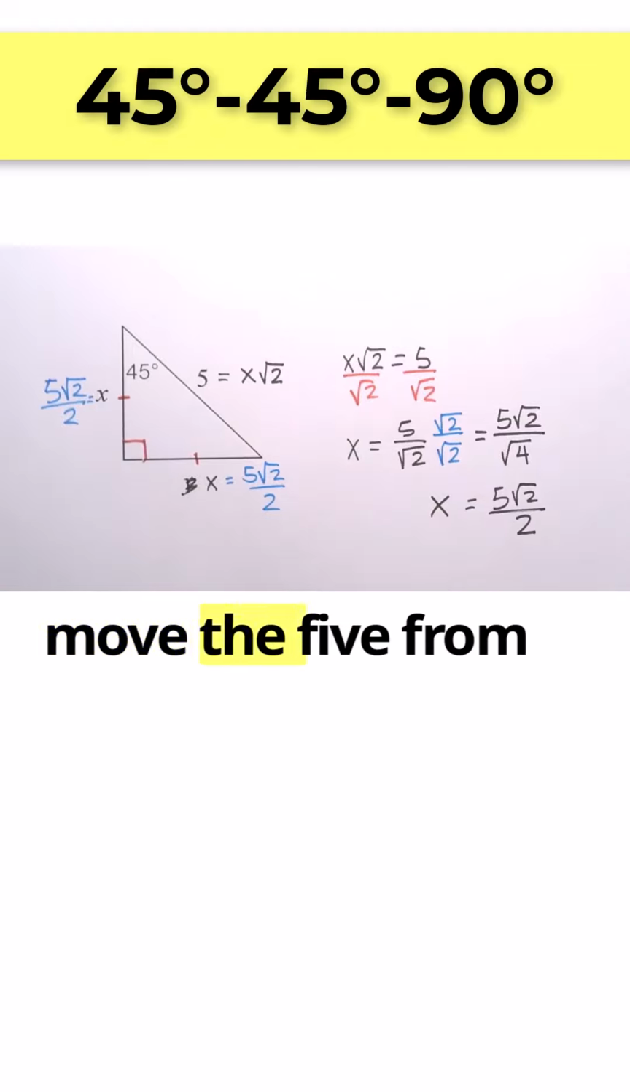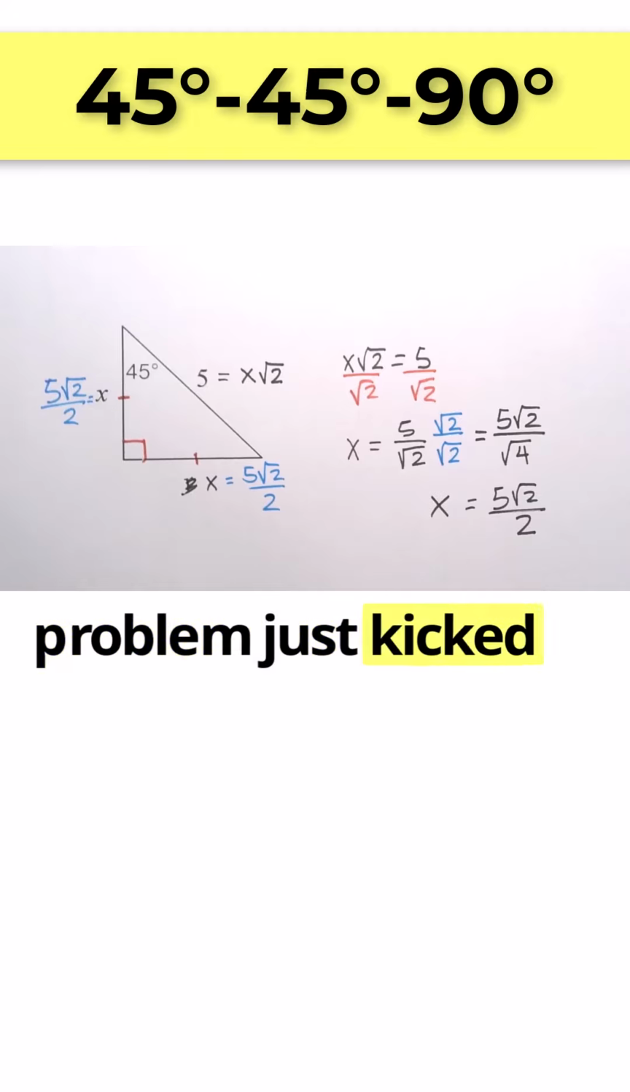All I did was move the 5 from a side to a hypotenuse, and the problem just kicked up in difficulty.